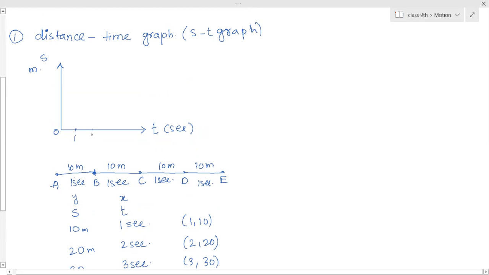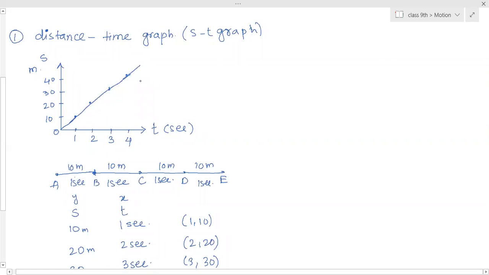This is 1 second, 2 seconds, 3 seconds, 4 seconds. The uniform motion: 10 meters, 20 meters, 30 meters and 40 meters. Now here, in 1 second, the distance covered is 10 meters. In 2 seconds, the distance covered is 20. In 3 seconds, 30. And in 4 seconds, the distance covered is 40. So these are the points. When we join them, we will get a straight line. So we have to join those points.